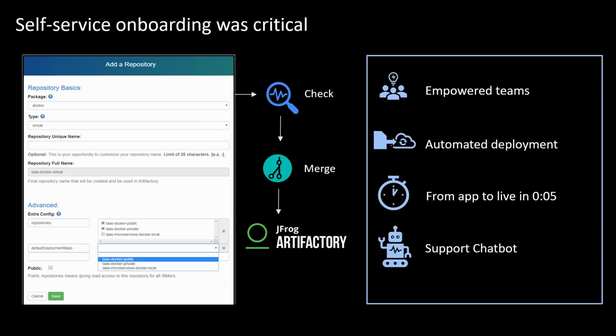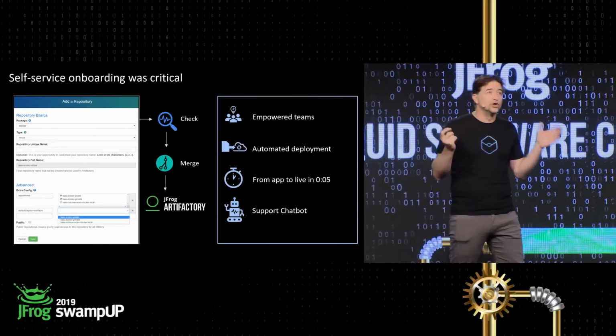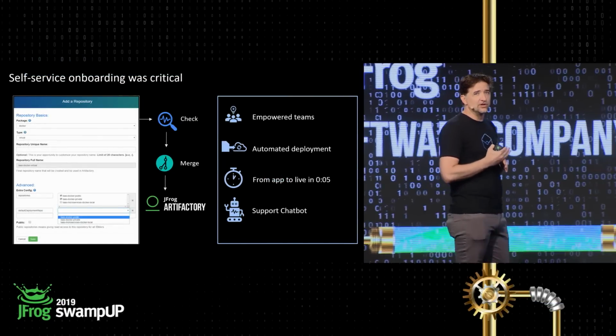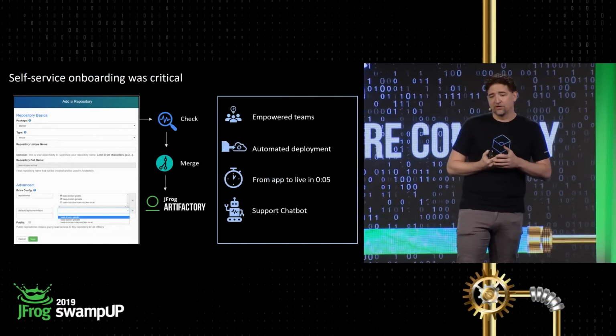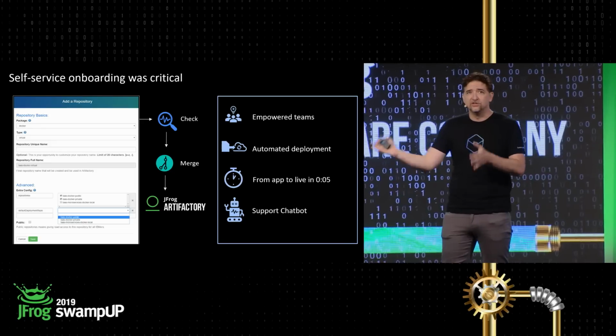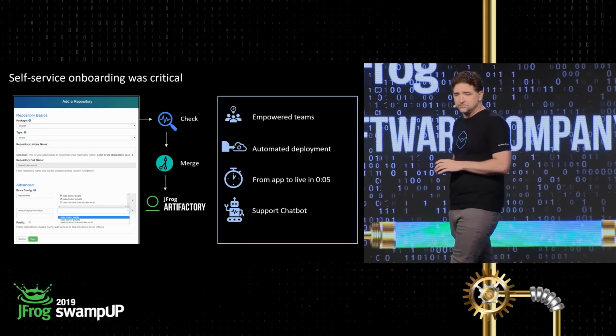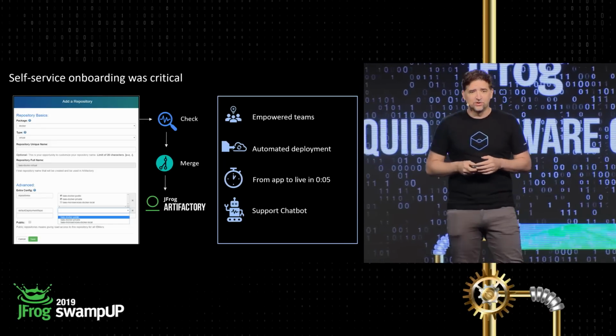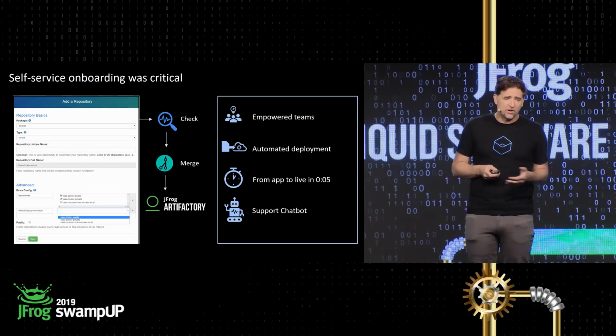So we built some automation that allows teams to go in and automatically create their own repository in Artifactory. We take that request for that new repository, we run some checks against it, we merge it intelligently into the global configuration that we're using for Artifactory, and we push that change into that global footprint. That empowered teams to consume this on their own. It allows them to automate their deployment.